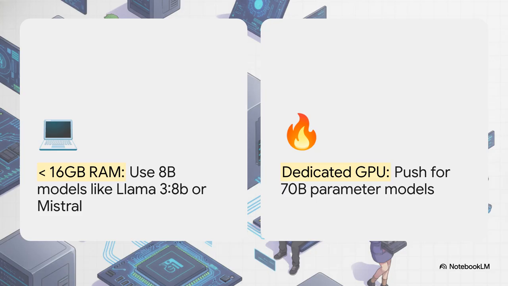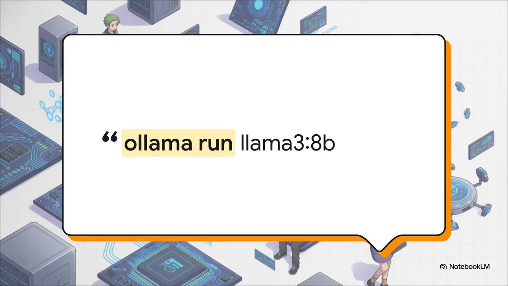Now, if you've got a beefier setup with a dedicated GPU, you can totally push the limits and run those massive 70 billion parameter versions for even smarter outputs. Once you've picked your model, getting it running is shockingly simple. You literally just open your terminal or command prompt and type Ollama run Llama 3 8B. That single little command reaches out, downloads the model, unpacks it, and immediately opens a chat prompt right there in your terminal. Just like that, boom, you have a highly capable AI ready to answer whatever you throw at it.